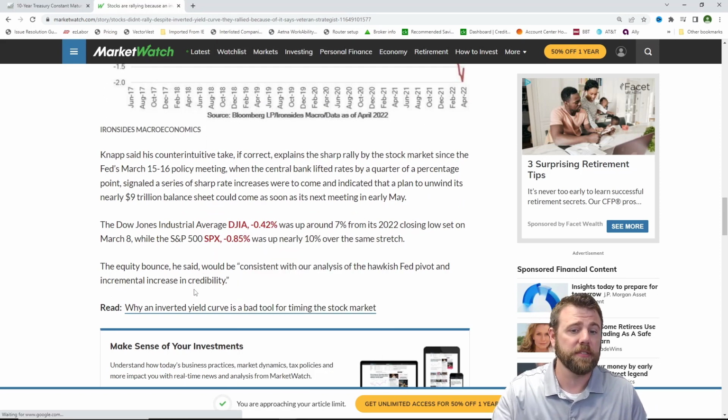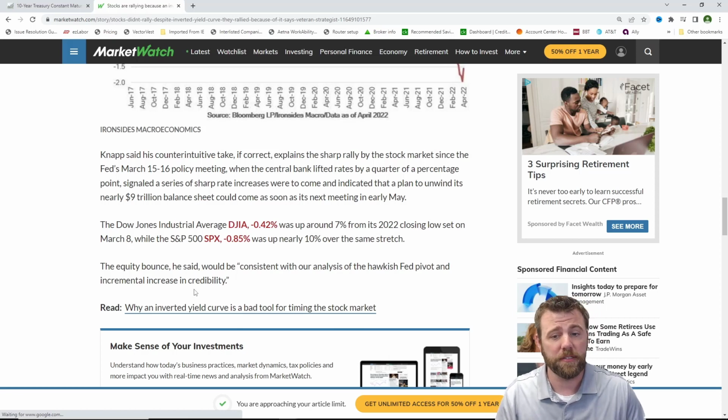And then, as we scroll further down, is the final statement here. The equity bounce, he said, would be consistent with our analysis of the hawkish Fed pivot and also an incremental increase in credibility. So he thinks that this inversion we've seen most recently isn't necessarily due to potential recession fears or growth fears. It's more due to inflationary fears, and actually seeing inflation slowing down as we go forward in 2023 and beyond.